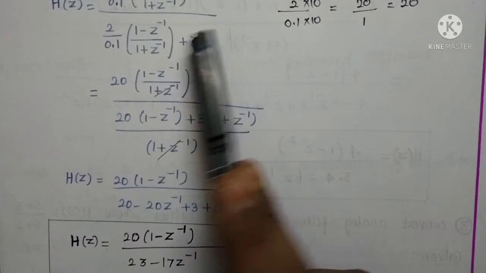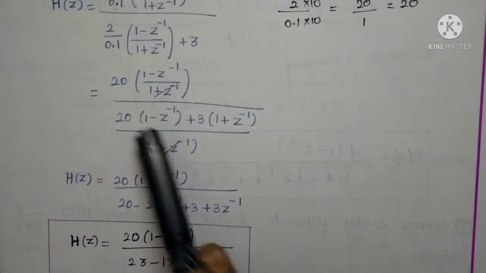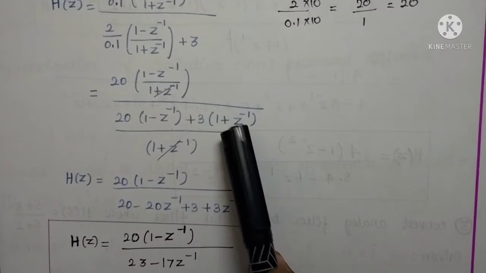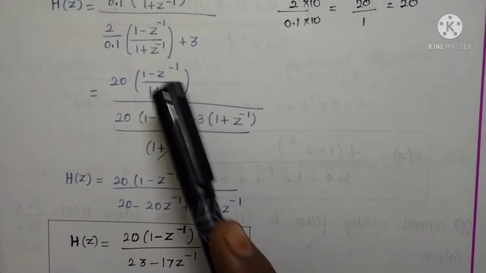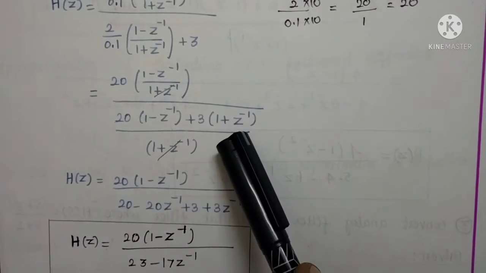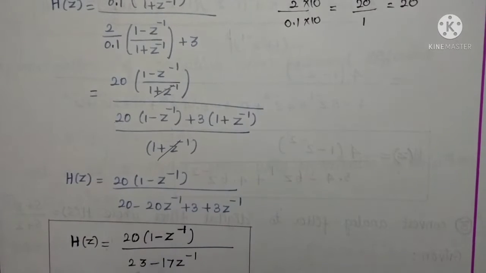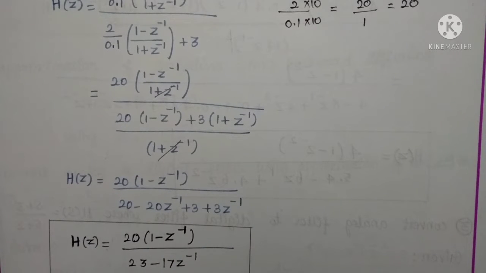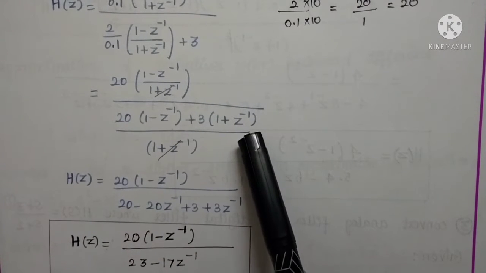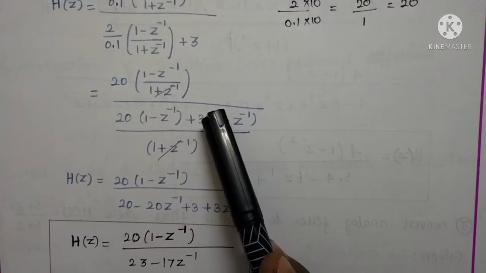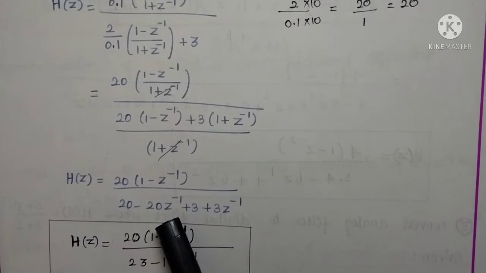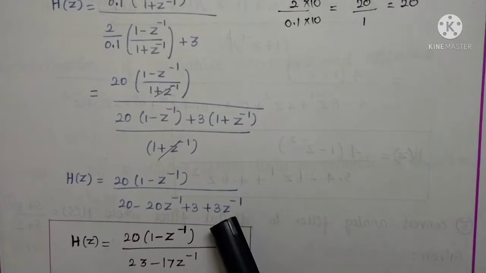Here we can take LCM 1 plus Z inverse. So 20 into 1 minus Z inverse plus, here we have to multiply 3 into 1 plus Z inverse, divided by 1 plus Z inverse. So we can cancel both the denominators in the numerator as well as in the denominator term. 1 plus Z inverse, 1 plus Z inverse we can cancel. Then we will get 20 into 1 minus Z inverse divided by 20 into 1 plus Z inverse plus 3 into 1 minus Z inverse. So multiply this 20 inside and this 3 inside this bracket. So 20 minus 20 into Z inverse plus 3 into Z inverse.